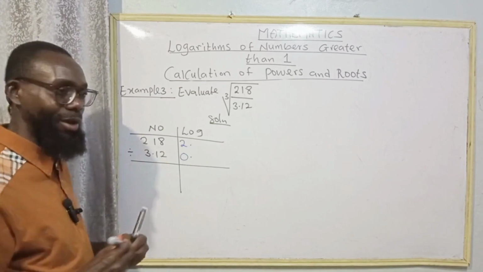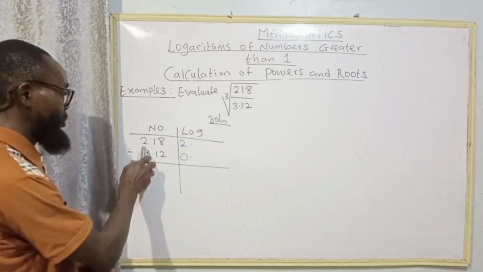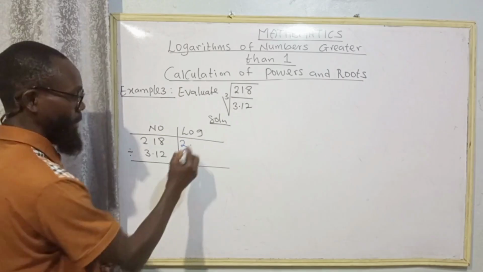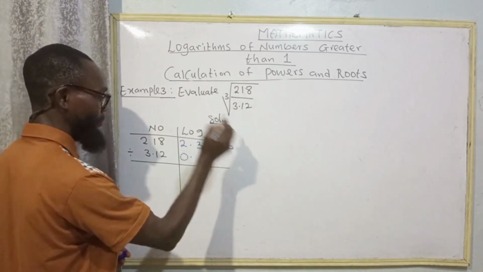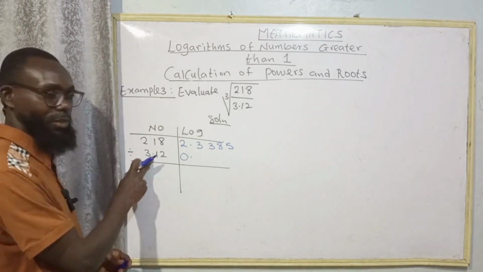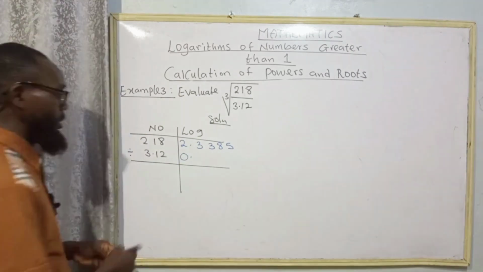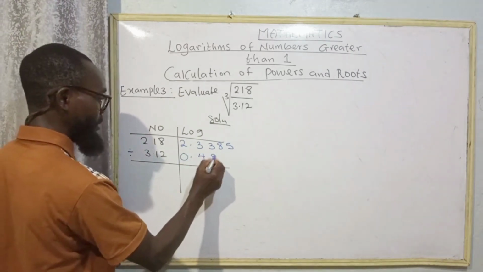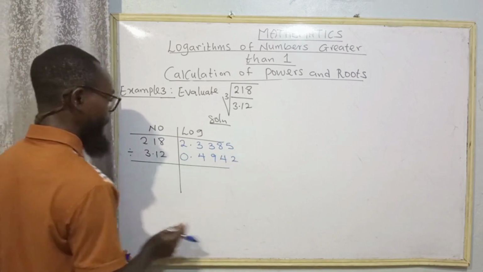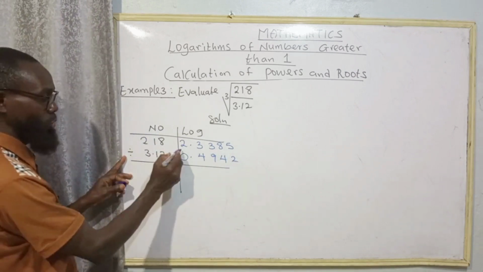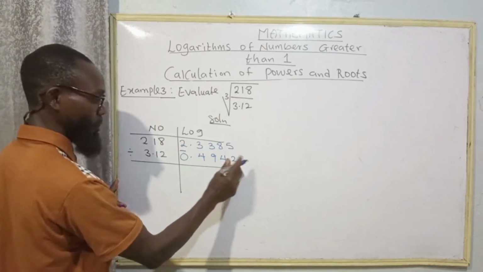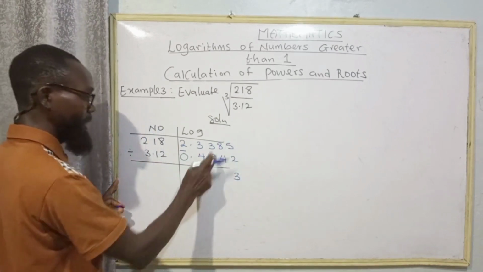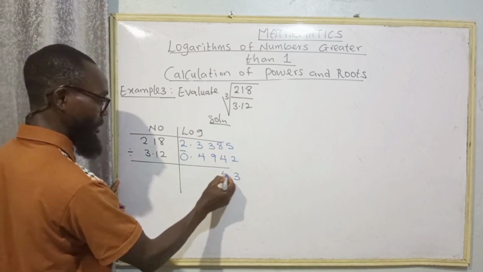Then we go and check our logarithm table. We check 21 under 8. We have 3, 3, 8, 5. Then we check logarithm 31 under 2. We have 4, 9, 4, 2. Now this division changes to subtraction. So we have 5 minus 2, we have 3. 8 minus 4, we have 4.